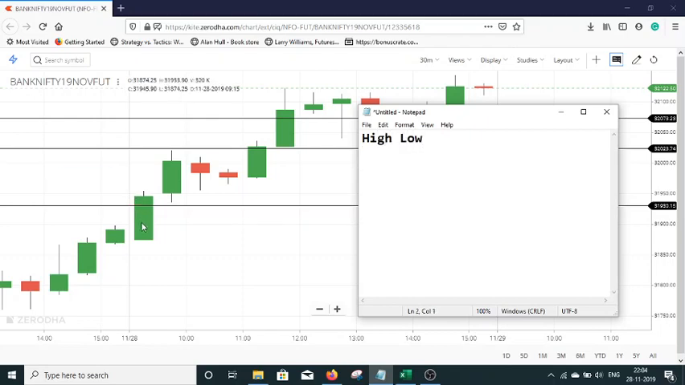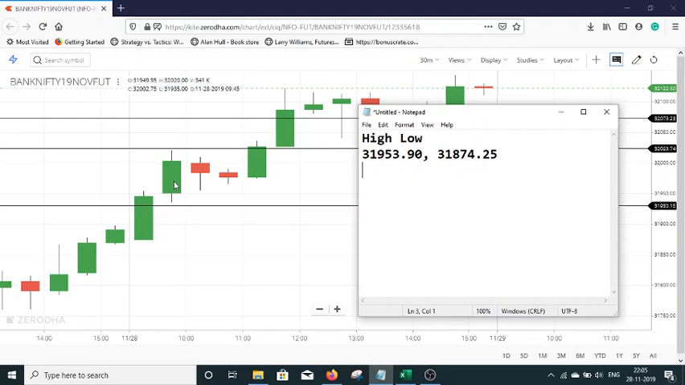As you can see, this is the first 30-minute candle of the day. The high was 31953.90, and the low was 31874.25.